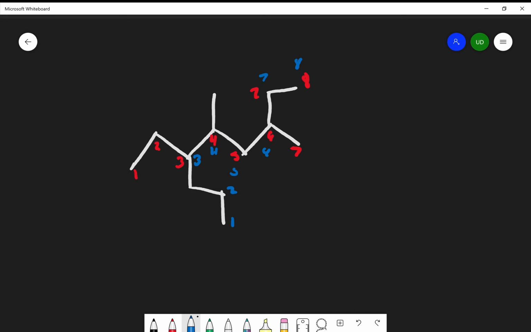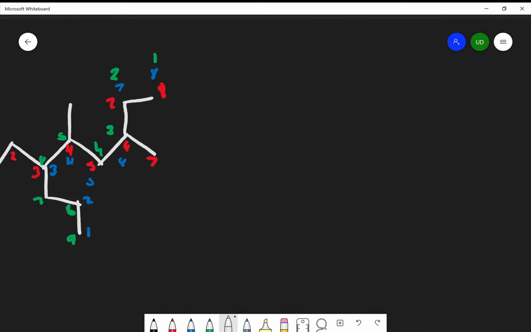Or you can forget that and do this. 1, 2, 3, 4, 5, 6, 7, 8, 9. Okay. So you already know that red is incorrect. You can start by going from up here. So let's just rewrite this example.